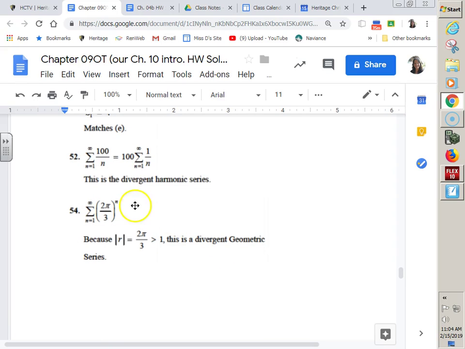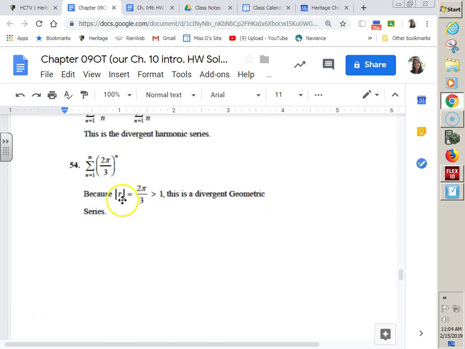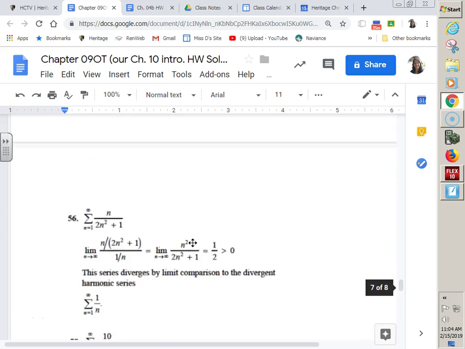Going down to number 52. Remember, there's a special name, the divergent harmonic series, but you could also use P series, P equals 1, which is not greater than 1. But they just said, like, hey, the harmonic always diverges, which it always does, 1 over n. I guess to them that's enough. Either way, we have a divergent geometric series because r is, wait a minute, 2 pi over 3, isn't that less than 1? 2/3 is, but throw a pi in there. Isn't that 6.28ish divided by 3, which is more than 1?